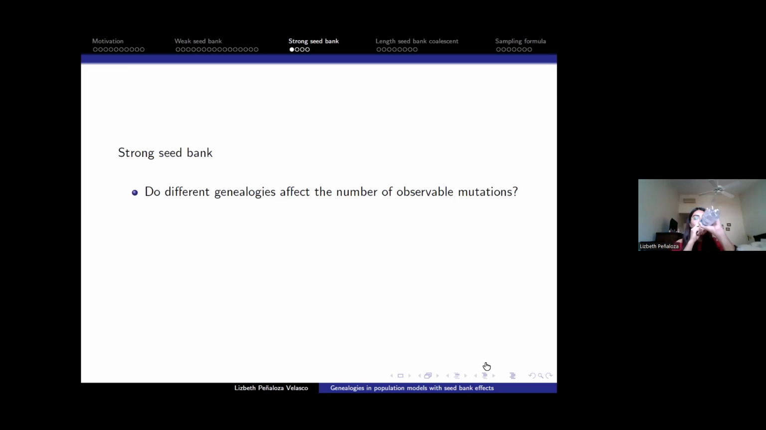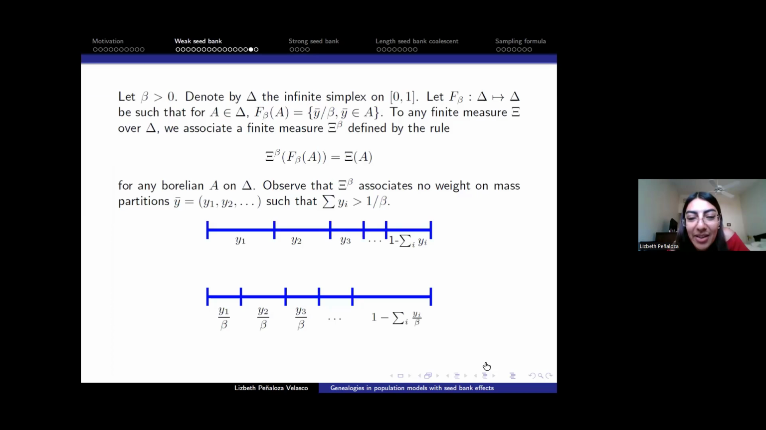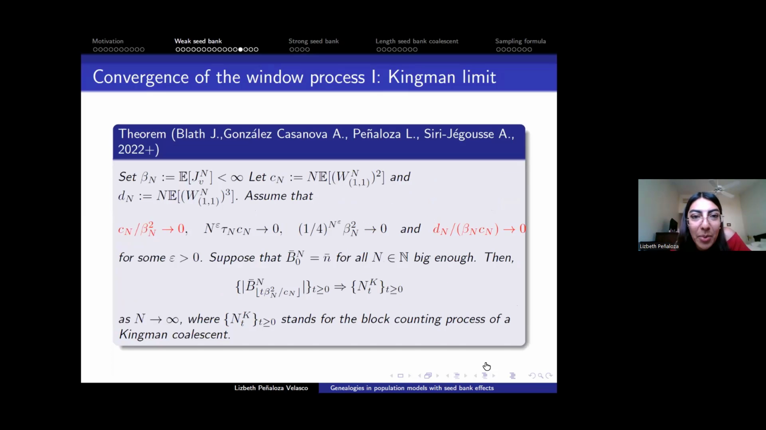Yes. Hi, Liz. I hope you're doing well. Hi, Ali. So I was wondering, did you try to also study the convergence for the genealogies, or only focus on the block counting process? Sorry, I didn't hear the first part. Did you study the convergence of the genealogies as well, maybe in the weak seedbank? Can you repeat that? Sorry. Yes, I was just wondering if you only studied the weak convergence of the block counting process. Yes, we only study the convergence in the sense of the weak model.